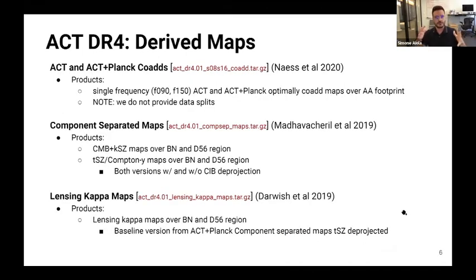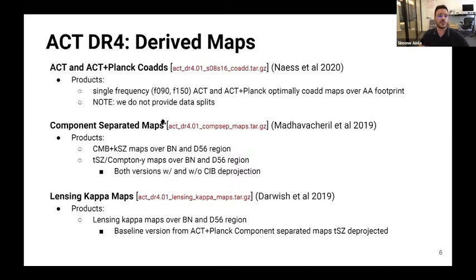But from this information, we derive some other maps. We derive what we call the coadd maps. That's optimal coaddition of all the different data sets, including ACT DR4 or ACT plus Planck. And here by Planck, we include the 100 and 143 gigahertz channels. So those are, again, our single frequency. They're all co-added, so you will be losing information on the arrays and seasons, but those are probably the easiest maps to work with. For these maps, we do not provide data splits at the moment.